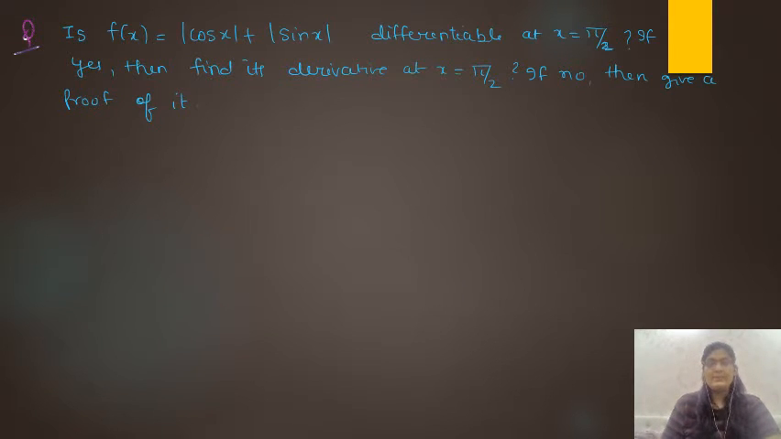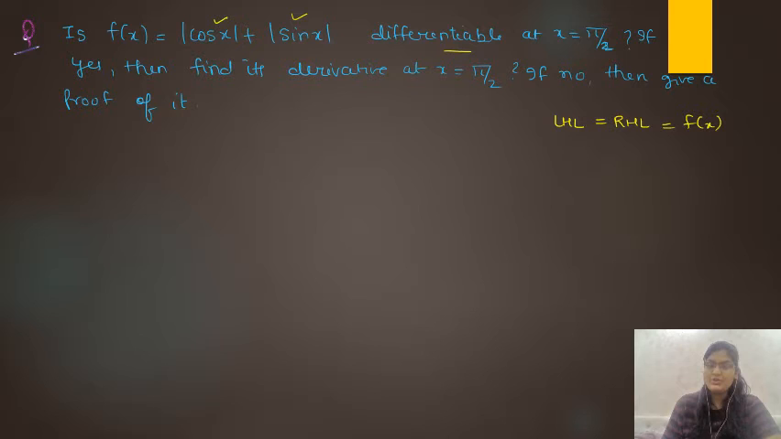Here you can see that the function given to you is f(x) = |cos x| + |sin x|. We need to prove or find out whether f(x) is differentiable or not. First of all, please make sure you remember this: for a function to be continuous, the left hand limit, the right hand limit, and the value of f(x) at a particular point must be equal. Then only you can say that a particular function is continuous.